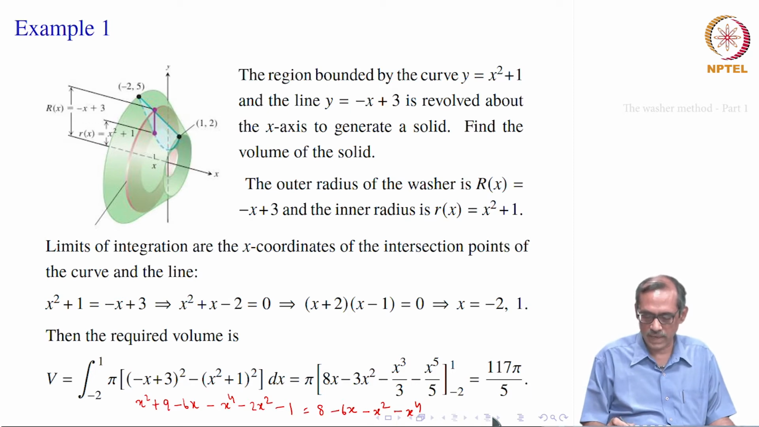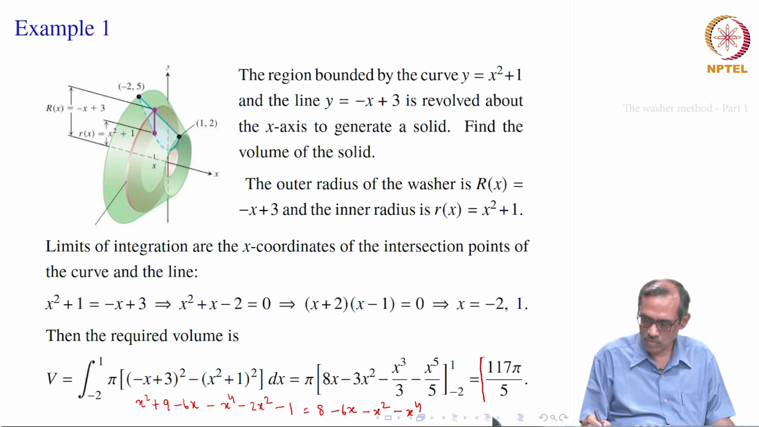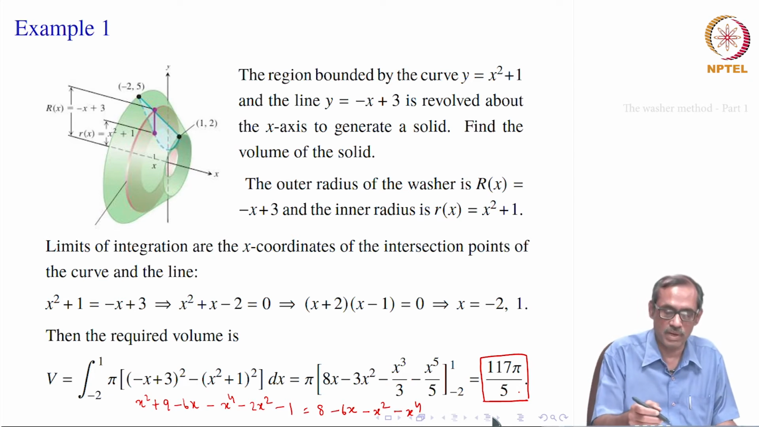So, when you integrate you get 8 x minus 6 x gives minus 3 x square, minus x square gives minus x cubed by 3, and minus x fourth gives minus x fifth by 5. So, this multiplied by pi and is to be evaluated at minus 2 and 1 and subtracted out. So, that simplifies to 117 pi divided by 5. So, this is how we are going to solve problems applying washer method, but this is applicable only when you will have a hole in it and the axis of revolution is not bordering the region.